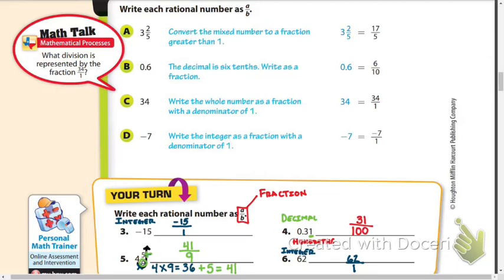If it's a decimal, we have to listen to the place value. Read it out loud, and whatever place value it is, if it's a tenth, we'll put it over 10. If it's hundredths, we'll put it over 100. If it's thousandths, we'll put it over 1,000. Depending on the place value, that's how you're going to make your fraction. And for a mixed fraction, you're going to have to multiply the whole number times the denominator and then add the numerator. Very good.